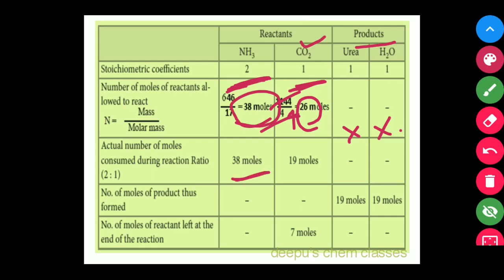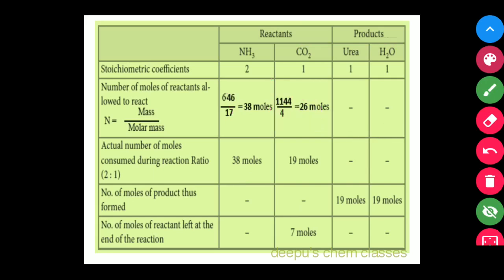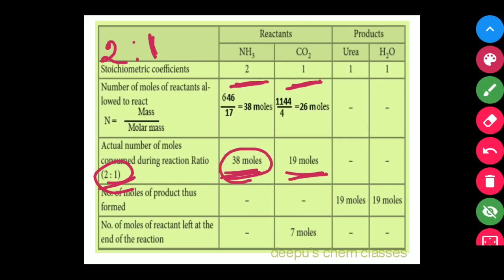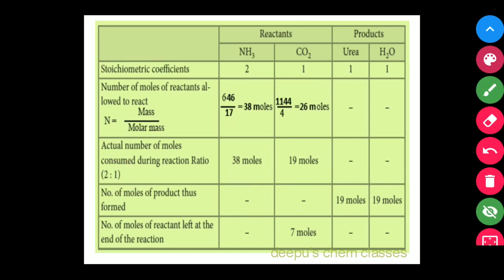So 38 moles can react with, according to the equation, ammonia 2 moles, carbon dioxide 1 mole. That is, they react in the ratio 2:1. So the ratio 2 is considered to be 38, and half of that is the 1 ratio. So 1 ratio is 19 moles. So 38 moles of ammonia can react with 19 moles of carbon dioxide. Do you understand what I am saying now?